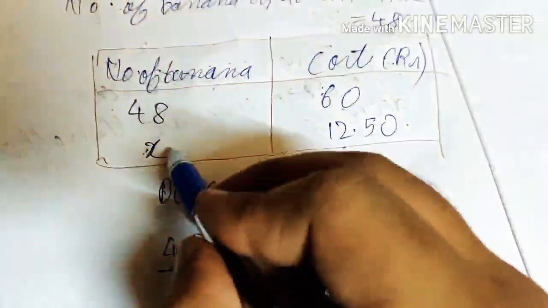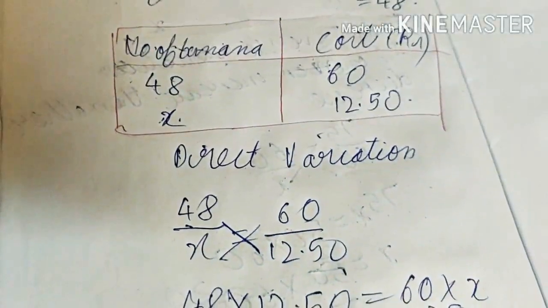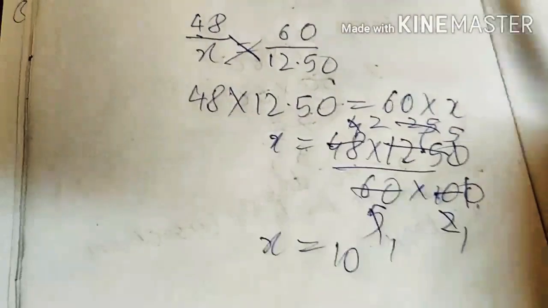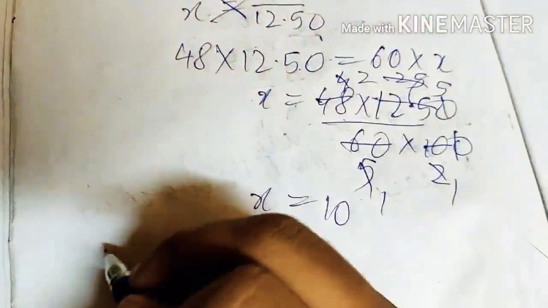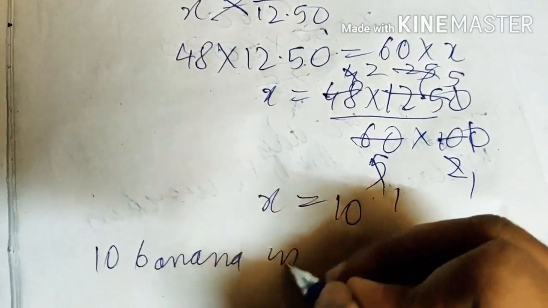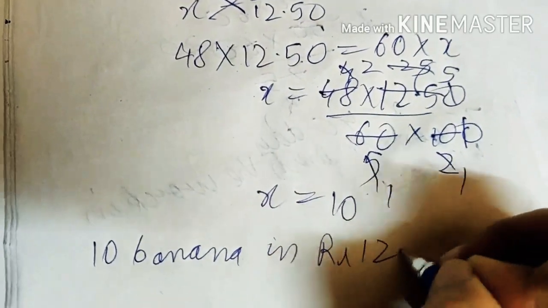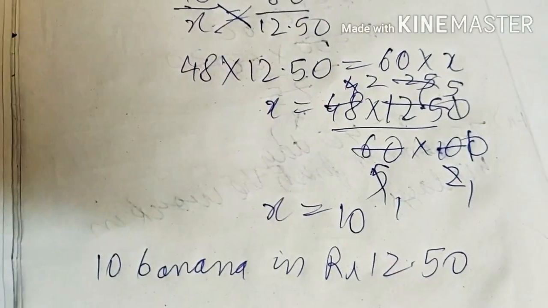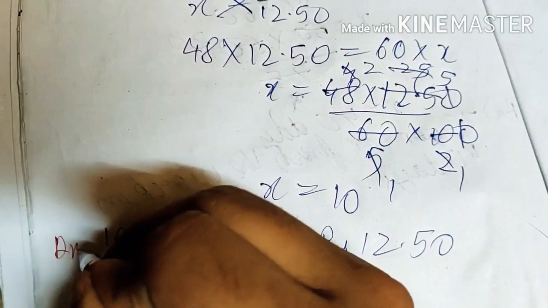So what was x? X was the number of bananas in rupees 12.50. So you can buy 10 bananas in rupees 12.50. This is your answer.